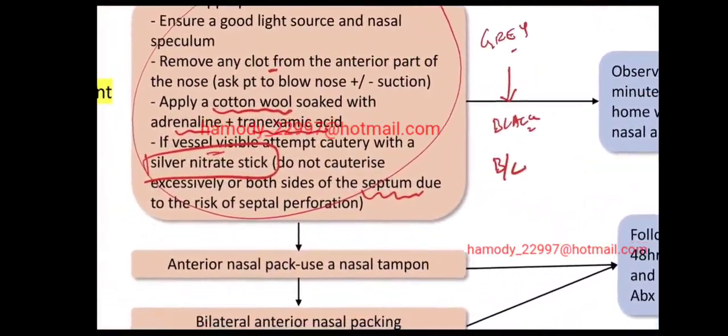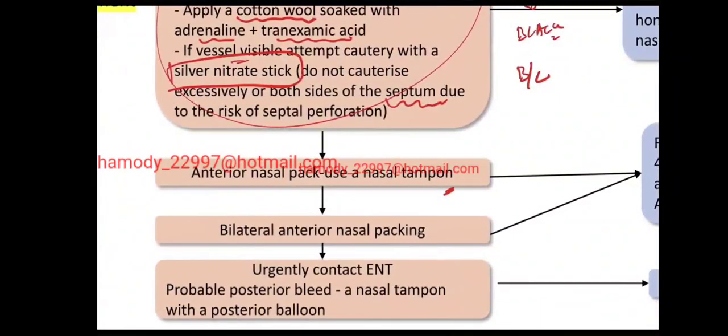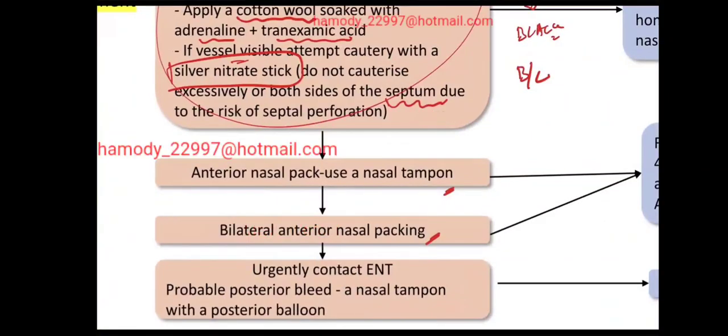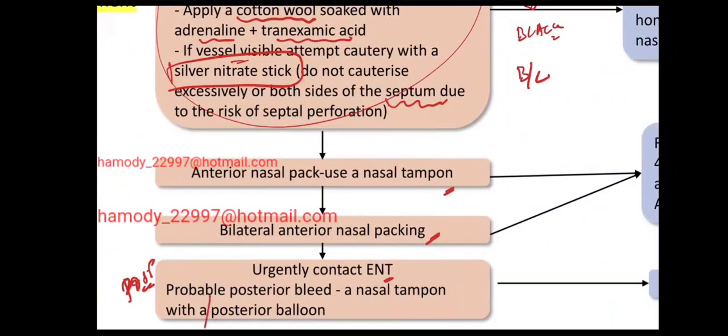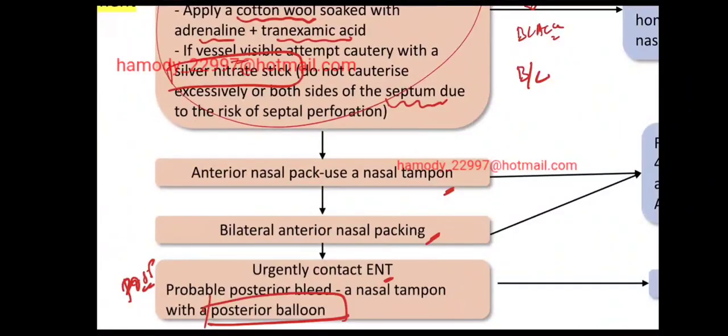What if all these measures are not successful? Then you go ahead with an anterior nasal packing. If that doesn't work, then you nasal pack both right and left nostrils. If that also doesn't work, then it is a posterior nasal bleed. Urgently involve the ENT, and you can use commercially available posterior nasal packs. Rapid Rhino or Merocel, you can use it to stop the bleeding.